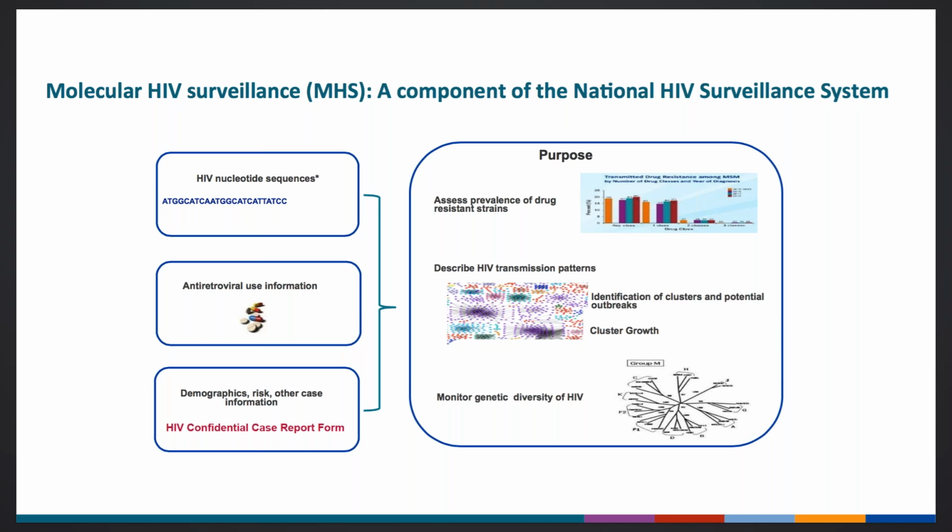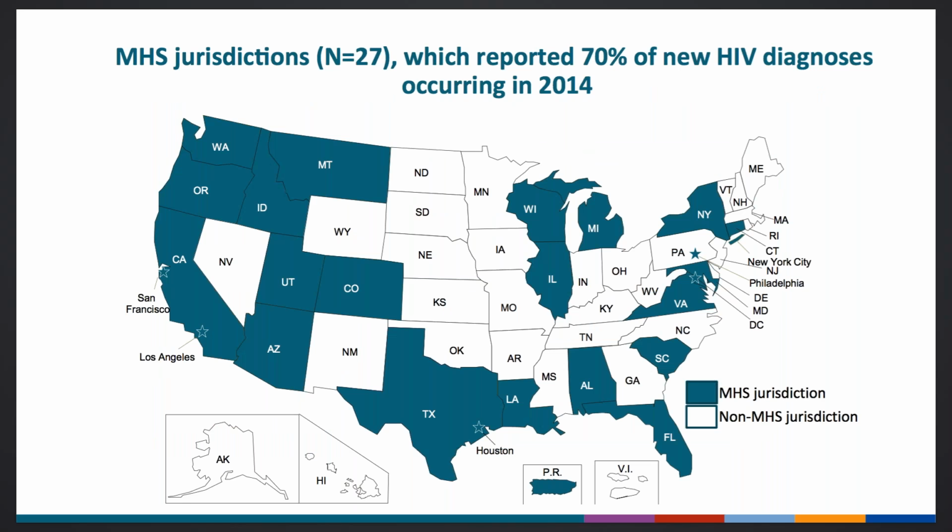So molecular surveillance is a component of the National HIV Surveillance System that involves collecting HIV nucleotide sequences, antiretroviral use information, and pairing that with all of the demographic risk and other case information that comes in through case surveillance to assess drug resistance, transmission patterns, clusters, and genetic diversity. These are the jurisdictions that currently conduct MHS as part of our current FOA from 2013 through 2017, and there are currently 27 jurisdictions. This will be expanding under the new FOA.